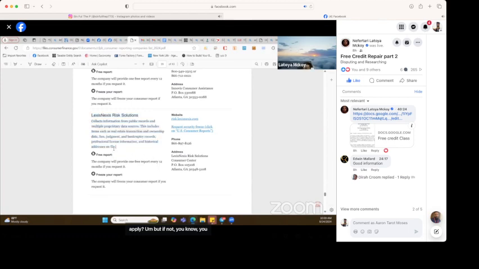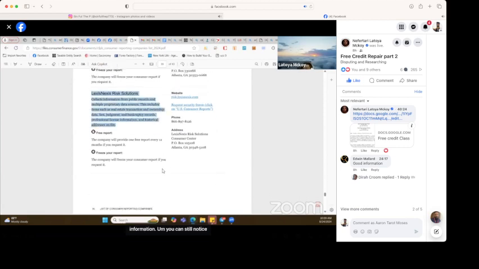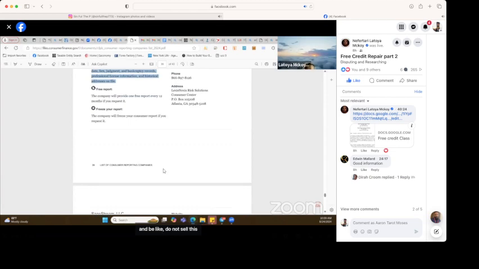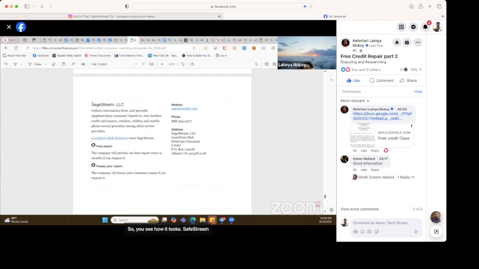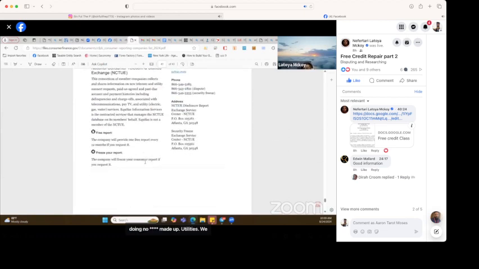But if you don't want to handle all that, then you can opt out from them selling your information. You can send them a notice and say, do not sell this information. This information now belongs, it's trust property. So you see how, look, SageStream, LexisNexis owns SageStream. Remember I told y'all, this is all in black and white. I don't be making stuff up.